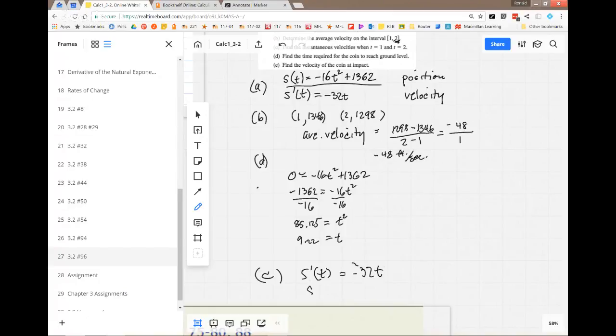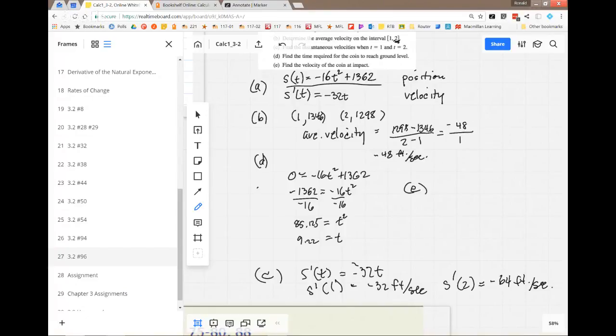So now what's s prime at 1 second? Negative 32 feet per second. What's the derivative at 2 seconds, which they also asked us? Negative 64 feet per second. Right? You're just taking it times negative 32. Okay. And I'm running out of space, so I'll do it right here.